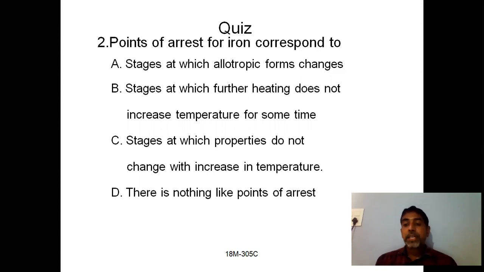So A1, A2, A3 and ACM. The options: stages at which allotropic form changes, stages at which further heating does not increase the temperature, stages at which properties do not change with increase in temperature. There is nothing like that for points of arrest. If you observe, stages at which allotropic forms change, that means structural change will be done. At points of arrest, structural change will take place. So that is nothing but allotropic forms change.